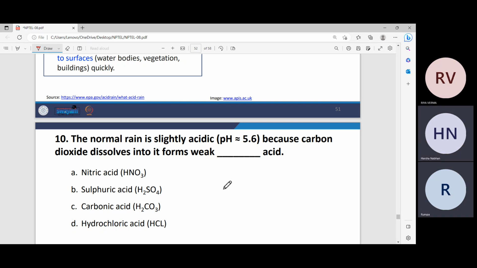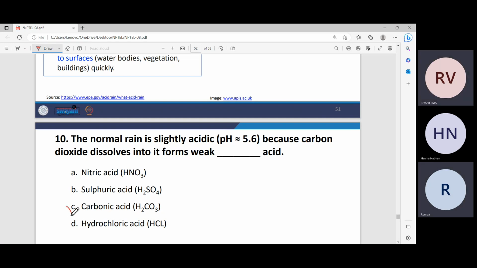Which one is it, ma'am? It's first nitric, which one? Carbonic. Carbonic acid. True, true.